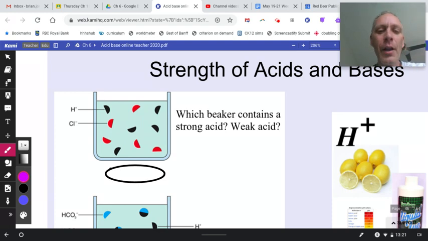Holy smokes. Okay, so today we're going to look at strong and weak acids, strong and weak bases. Again, it's a pretty short, straightforward lesson. This week's been kind of nice for you guys. Nothing too heavy. So let's take a look.